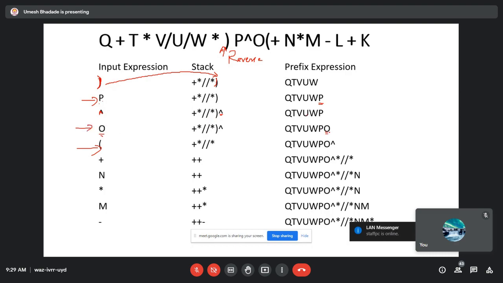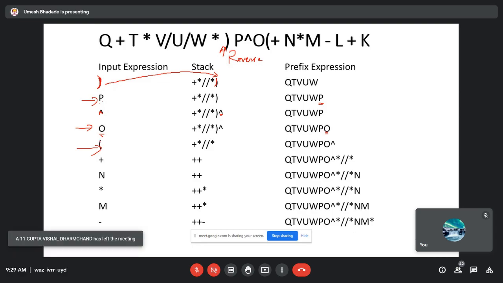So O is added to the prefix. Now you have encountered opening parenthesis. So what you will do, you will go on removing the symbol from the stack till you encounter closing parenthesis. So what you have encountered first, this is exponential power. So that we have popped and added to the string. And then we encountered closing parenthesis.